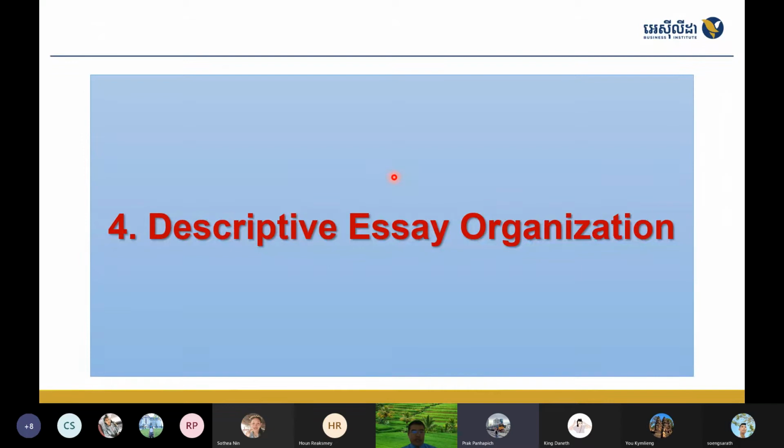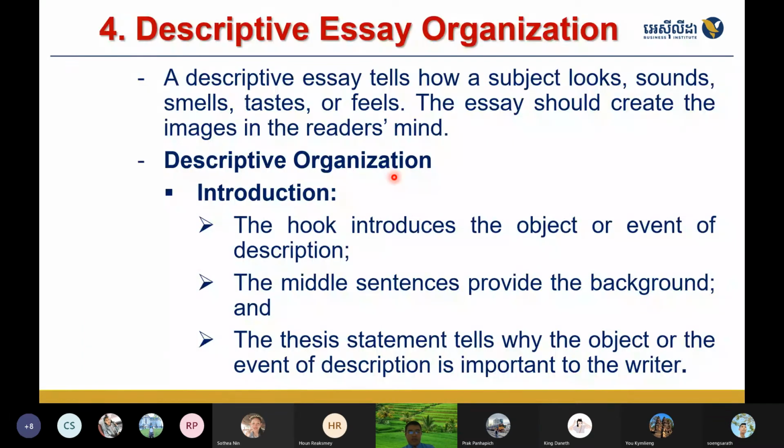Thank you. This is Repo, right? Panyapa, teacher. Okay, Panyapa, thank you. Okay, so go to descriptive essay organization. So this one is just given to Mr. Hun Ratsmai. Yes, please read this. Can you see the slide?